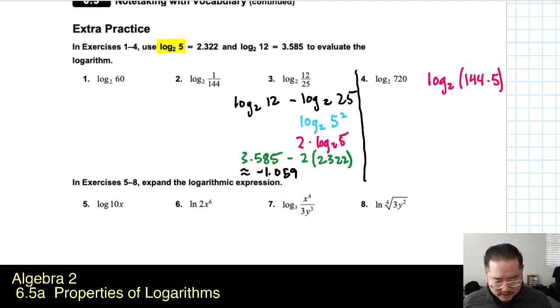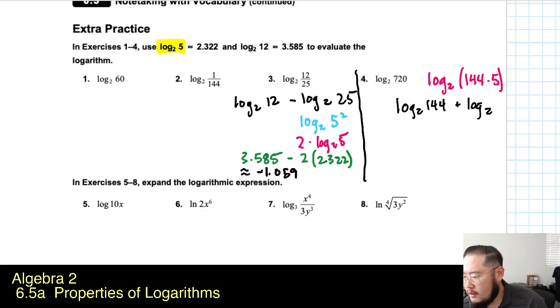Why did I choose these? Well, first off, let's go ahead and rewrite some stuff. Since we're using the product property, we got log base 2 of 144 plus log base 2 of 5. Because now, with that 144, I could change that to 12 squared. So we got log base 2 of 12 squared. And then let's bring that 2 up to the front. And so it's going to be 2 times log base 2 of 12.